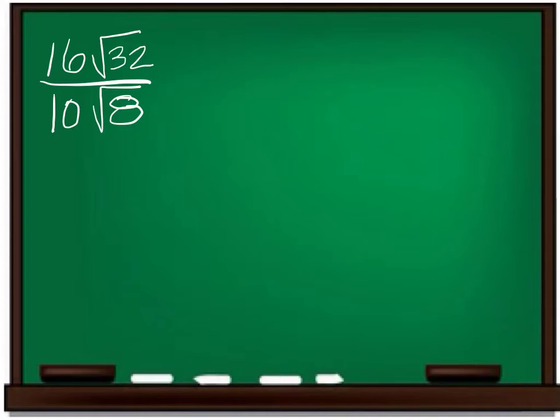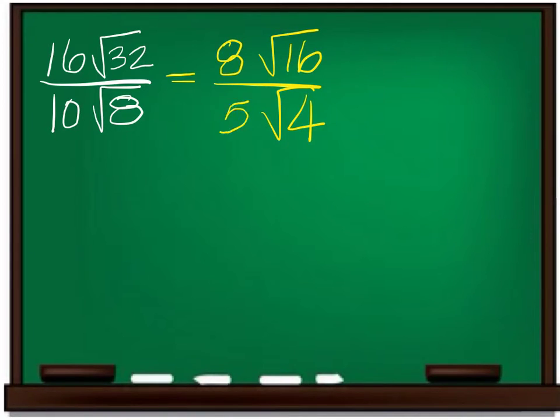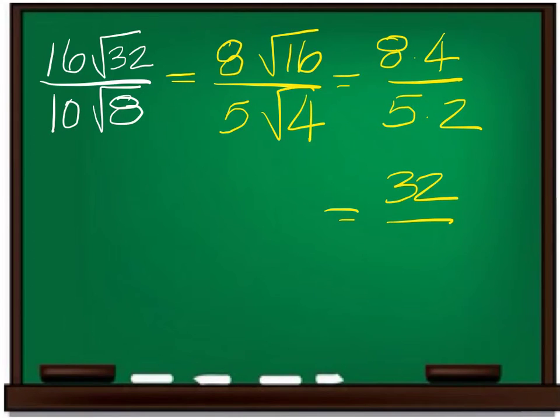Here's the same problem done differently. What if I had cut the top of the square roots there in half and made it square root of 16 and the bottom square root of 4? I would have still had 8 over 5 on this side, but then it's 8 times 4 over 5 times 2, which is 32 over 10, and I can still reduce that to 16 over 5.